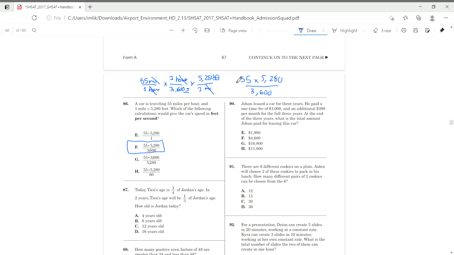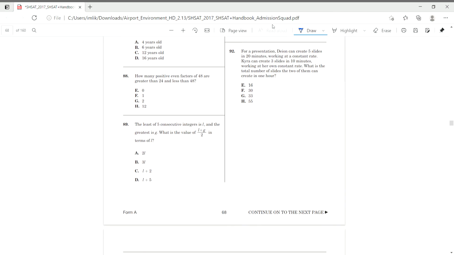Moving on, number 92. 4 more problems left after this one. For a presentation, Dion can create 5 slides in 20 minutes. Working at a constant rate, Kyra can create 3 slides in 10 minutes. Working at her own constant rate, what is the total number of slides both of them can create in an hour? Okay, so how many minutes are in an hour? 60 minutes are in an hour. So in order to equal this to 60, we just have to convert the 10 minutes to 60. So we can multiply this by 3. We can multiply this by 6.